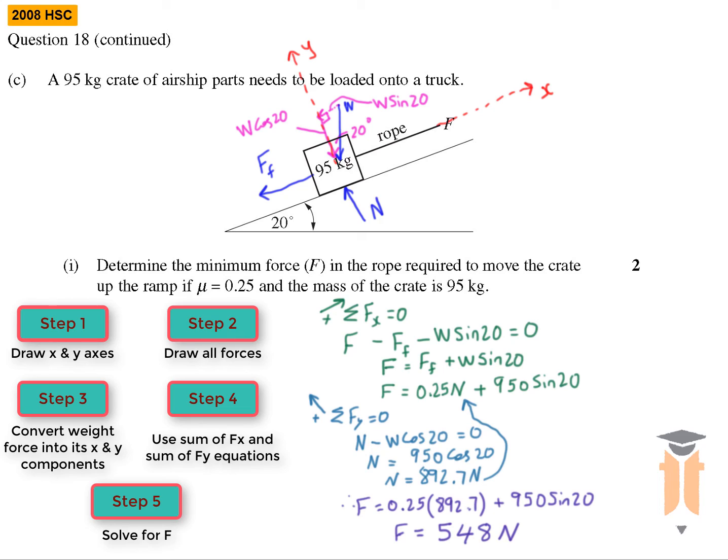So to sum up, we first draw our X and Y axes. We then draw our forces. We convert the weight force into its X and Y components. And then we use the two equations, sum of Fx equals 0. Then we get our force equation. Now, since we don't have our normal force, we need to apply the sum of Fy equation to calculate our normal force. Once we've got our normal force, we can then go and plug that back into our force equation to eventually find the force in the rope.